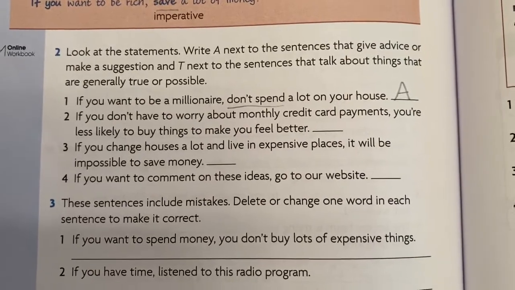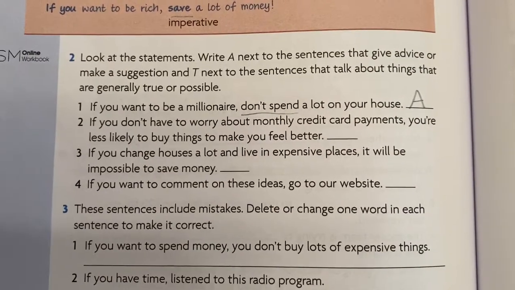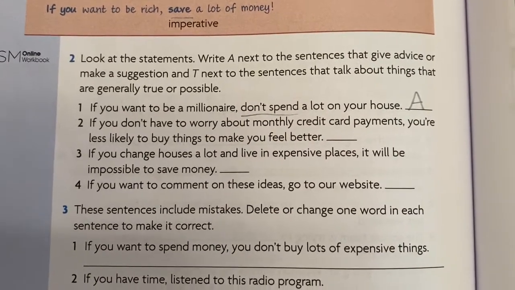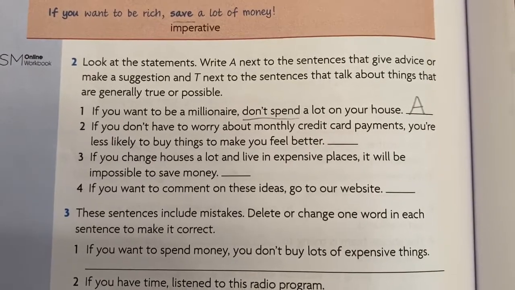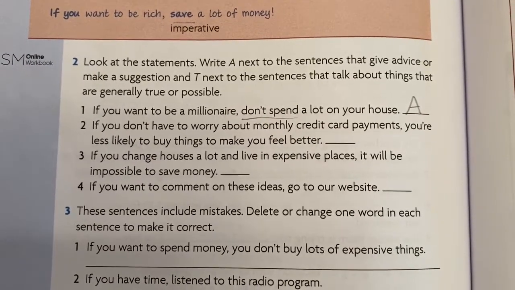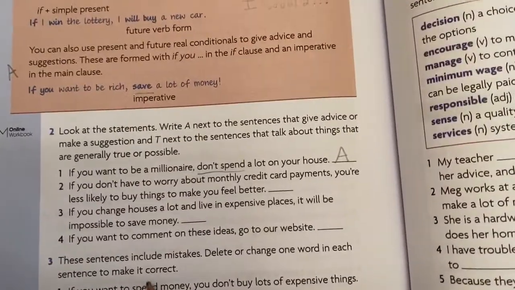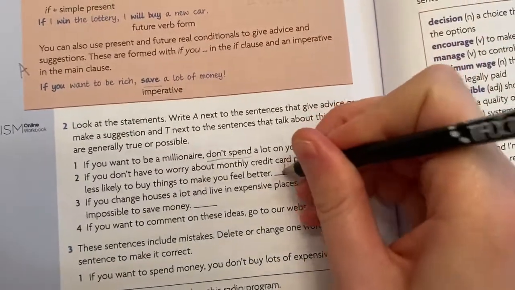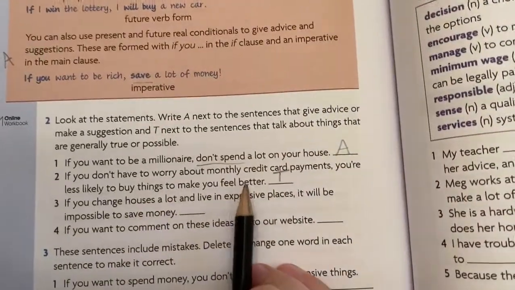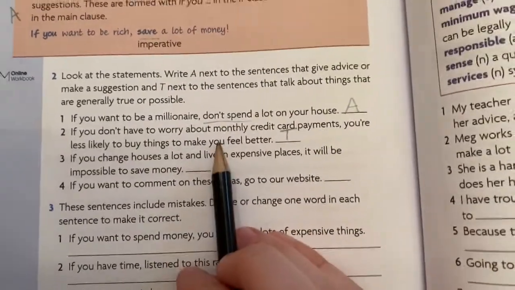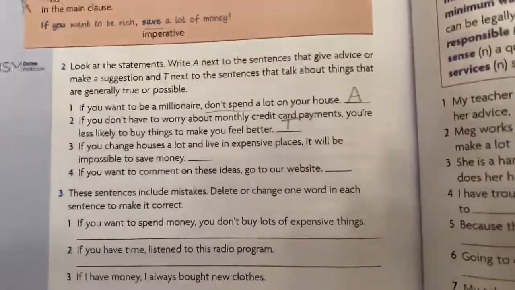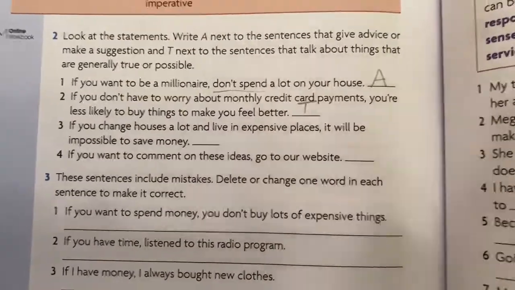Number 2, if you don't have to worry about monthly credit card payments, you're less likely to buy things to make you feel better. Is this giving advice? No, they're saying you're less likely to feel a certain way. So this would be T. This is generally true, right? If you don't worry about something, you won't have to buy things to make you feel better.